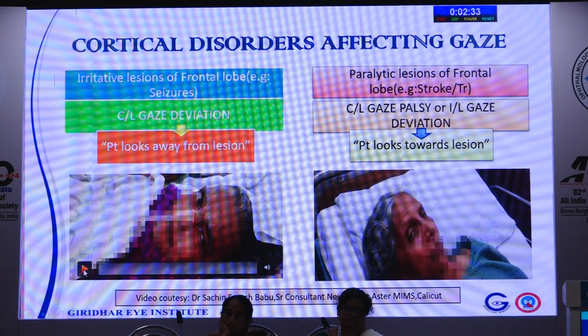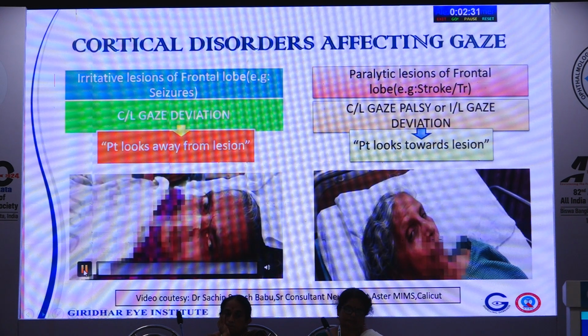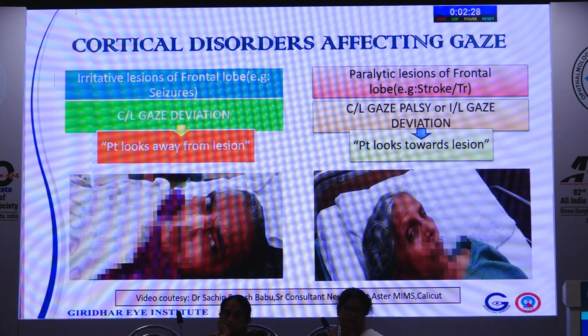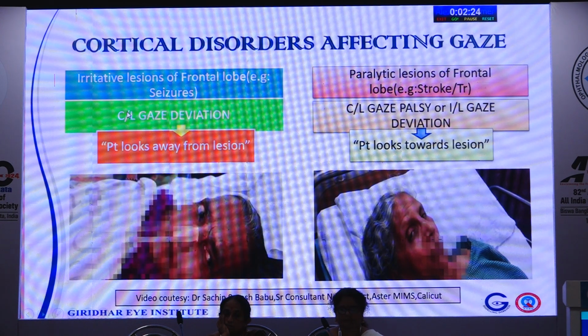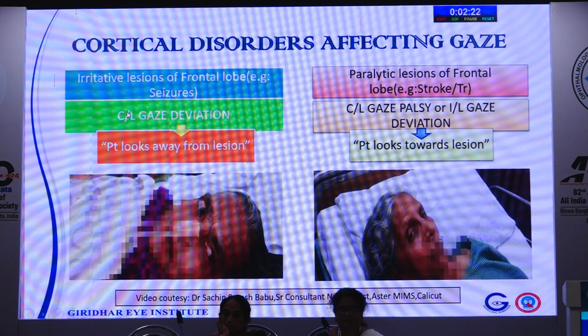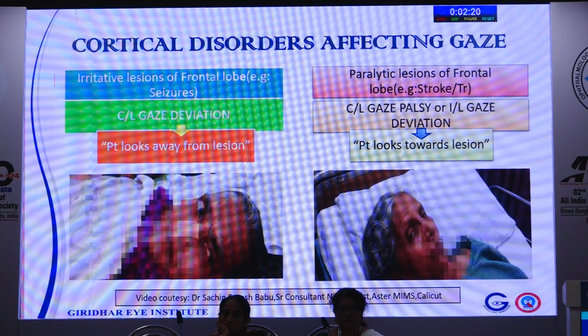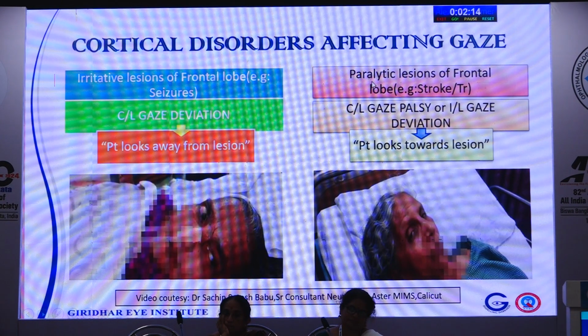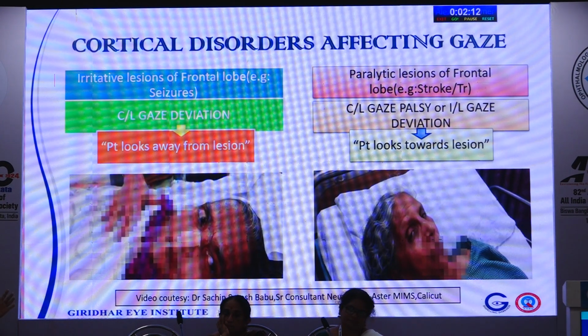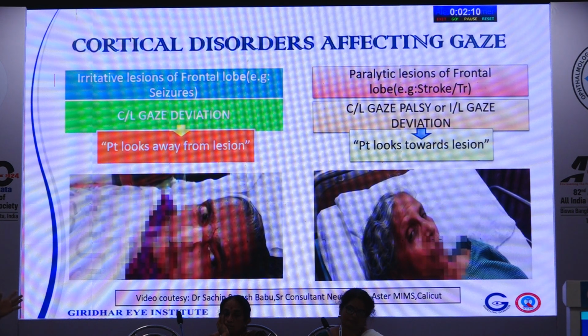So this lady, you can see, is very sick. She's in the ICU, but she has a gaze deviation. Her eyes are deviated to the left. So she has an irritative lesion of the right frontal lobe. An irritative lesion of the right frontal lobe will make the patient look towards the opposite side, as in this case, like a seizure. If you have a paralytic lesion of the frontal lobe, you cannot look to the opposite side, because the contralateral frontal eye field helps you to look to the opposite side.